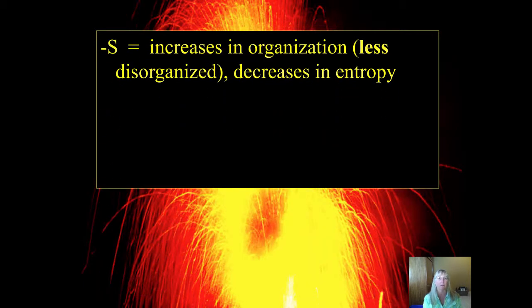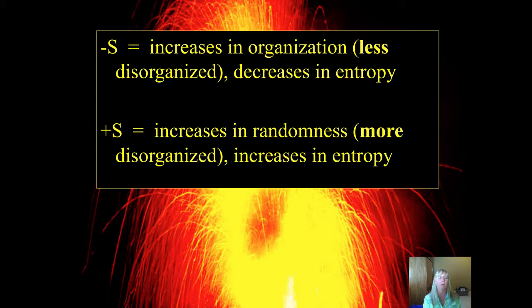So negative delta S means a decrease in disorder. Please don't say this: increase in organization. Put less disorganized. In fact, draw a line through that right now. You're decreasing the disorder when you have a negative sign. But when you put a positive sign in front, that means you're increasing the disorder. There's more randomness, more disorder.